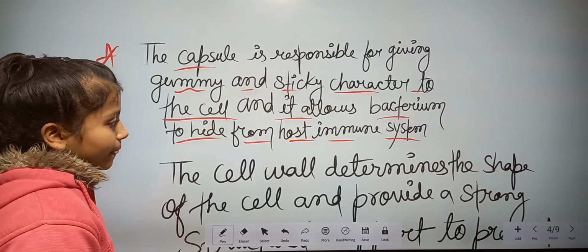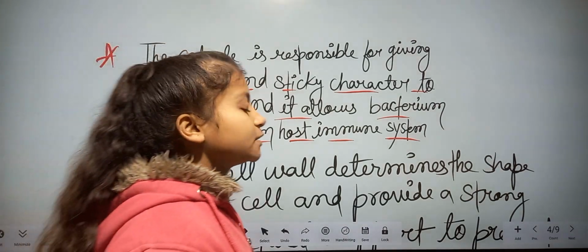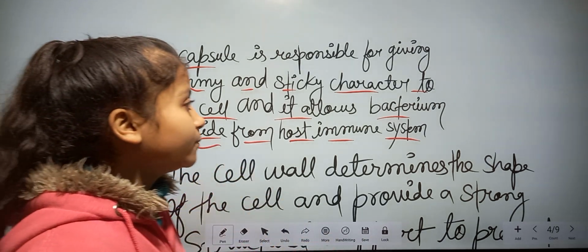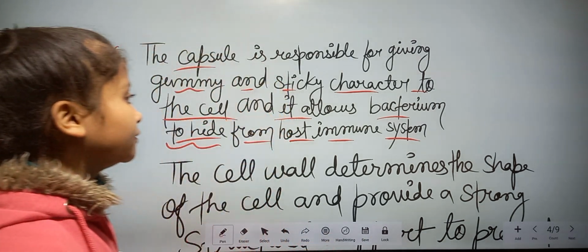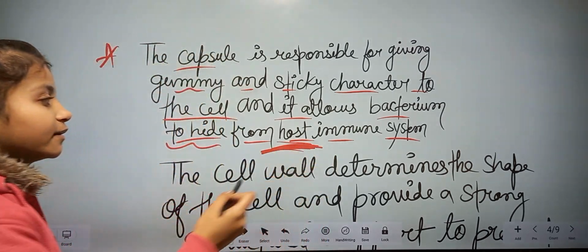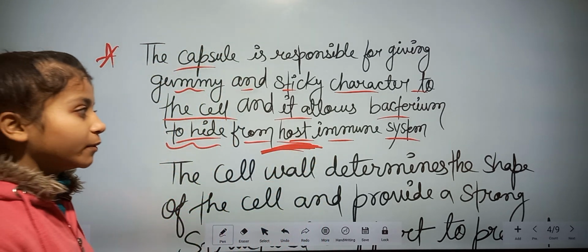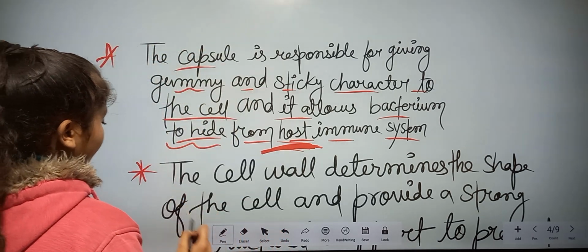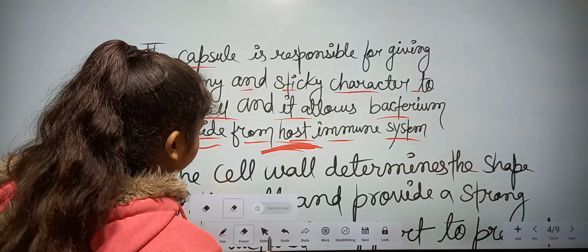Okay. Host immune system means WBC. It helps to hide from the WBC, because WBC is the host's defense against the bacterium. It can kill the bacteria in the body. So it helps to hide from the WBC, the immune system.